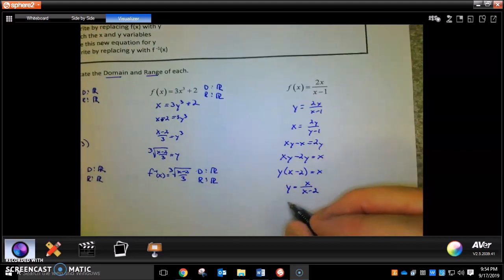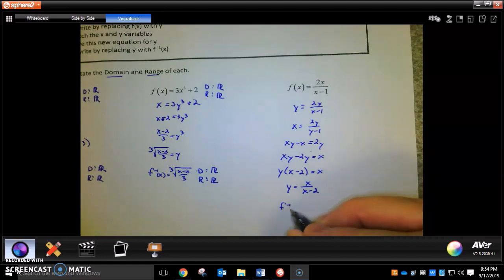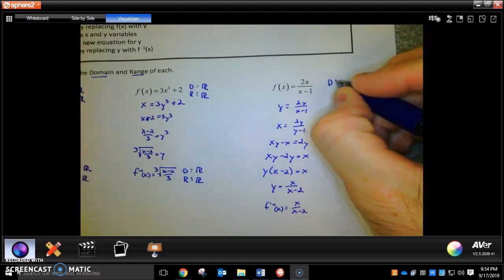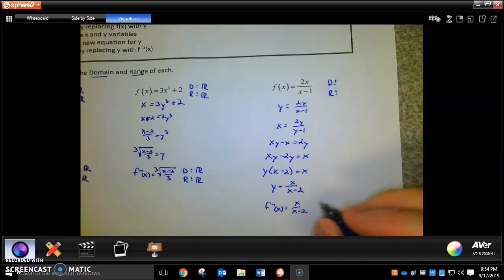So, the inverse function is x over x minus 2. Okay, now, for the domain and range on these, this one we've got some fractions, so we are going to have restrictions.